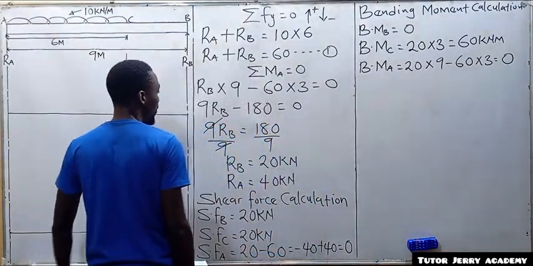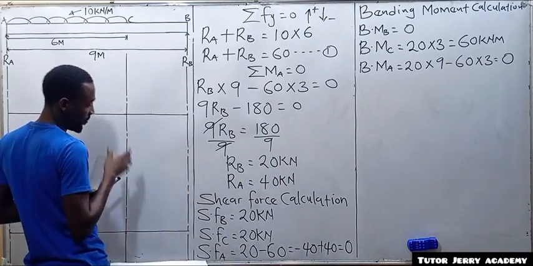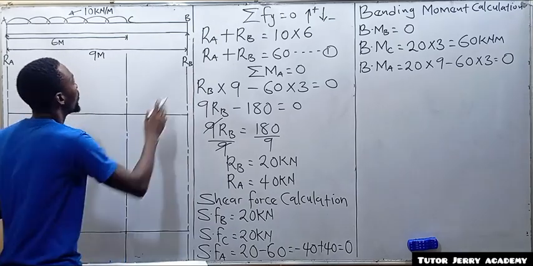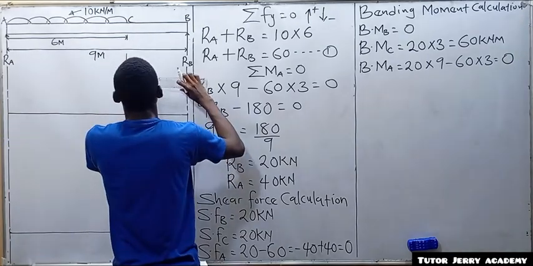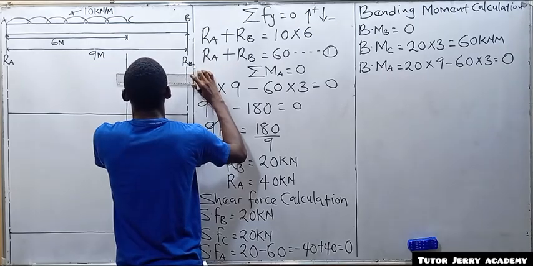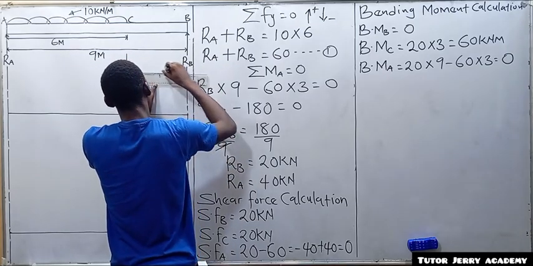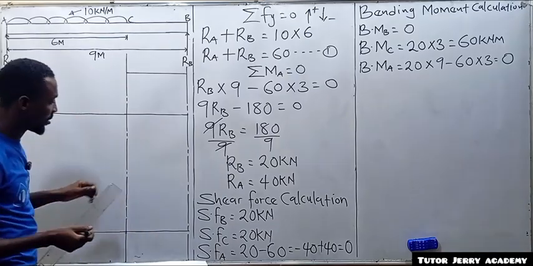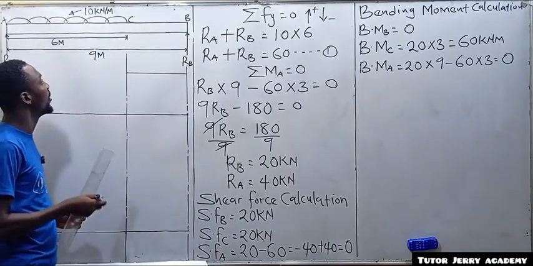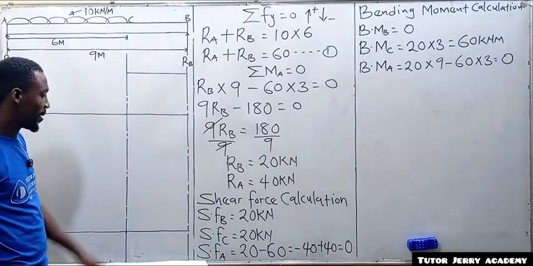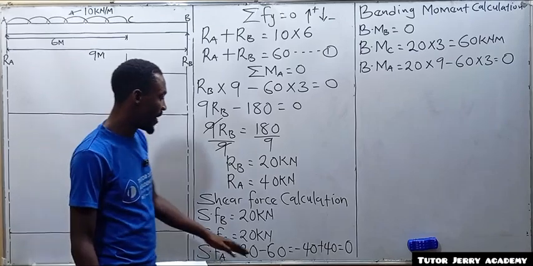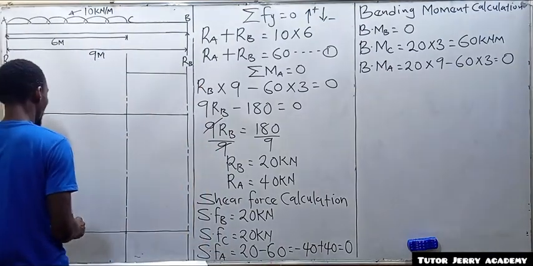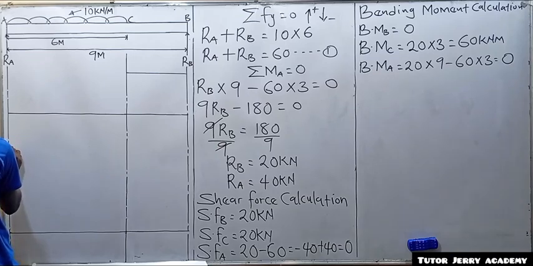All right, so the shear force at point B is 20. So let's take this point to be 20. Between B and C we don't have any other force, so we are going to have a constant line. At point C our shear force remains 20. At point A our shear force is negative 40, then from negative 40 it moves back to 0. So let's call this point 40.